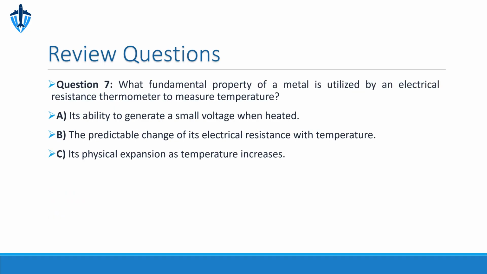Question 7. What fundamental property of a metal is utilized by an electrical resistance thermometer to measure temperature? A. Its ability to generate a small voltage when heated. B.